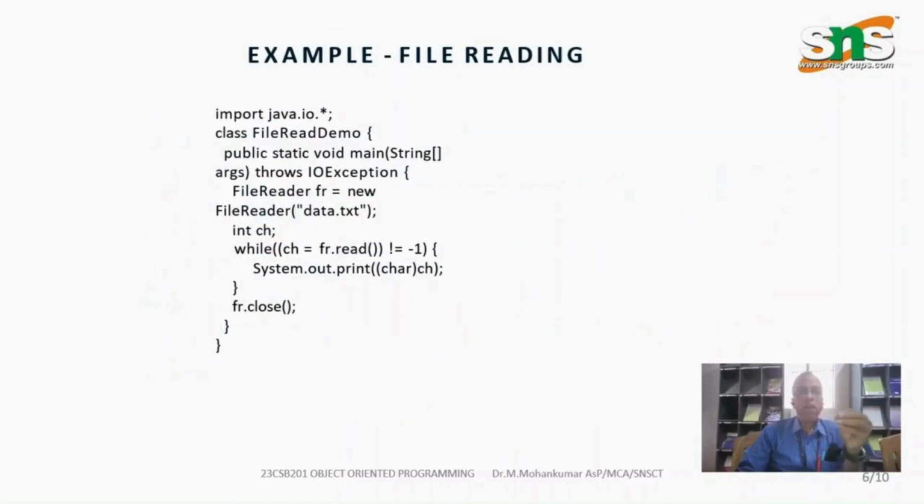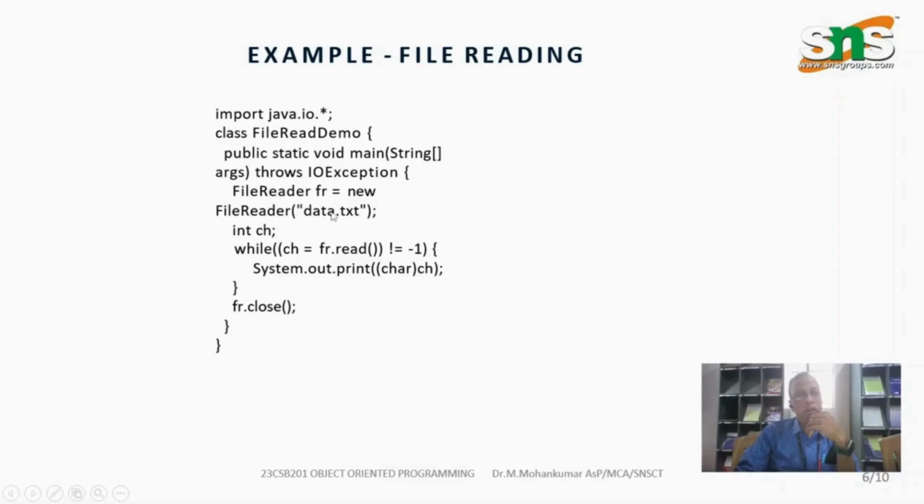This is a simple example for file reading. Here we import java.io, which is a package for input and output activities. Class FileReadDemo is the class name of this particular Java program. Then we declare public static void main(String[] args) throws IOException. This is the exception handling we implement here. So FileReader fr, an object, equals new FileReader("data.txt").